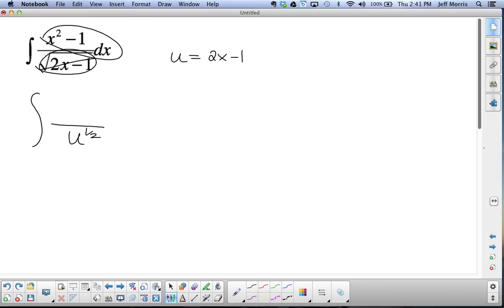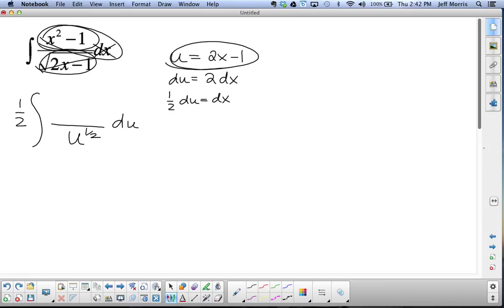Well, let's go through. If I've got u equals 2x minus 1, then my du is going to equal 2 dx, because I found the derivative and I separated the variables. So then I get 1/2 du is equal to dx. So I throw the 1/2 out front, put the du behind it. But now the problem is I've gotten rid of the dx, but I haven't gotten rid of the x squared minus 1. This is where you have to use your u substitution and do a change of variable.